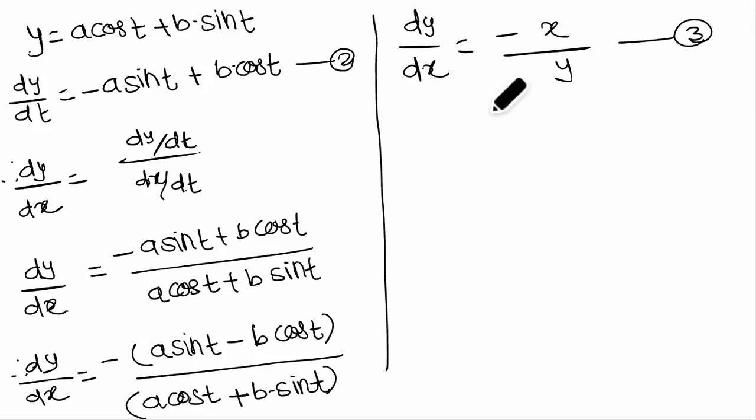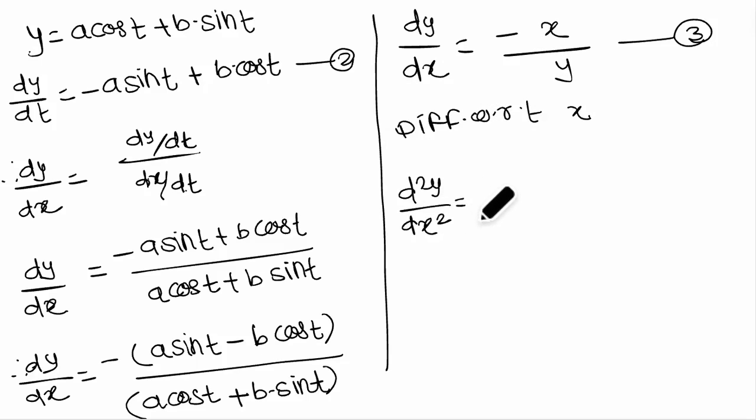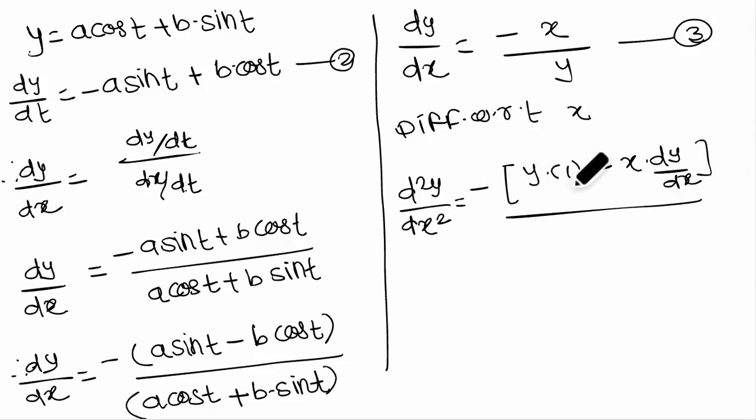So for this we can differentiate with respect to x, right? Which rule do we have to use? The u by v rule. So d2y by dx square equal to minus, as it is in the bracket, y into x derivative which is 1, minus x into y derivative which is dy by dx, bracket close, whole divided by y derivative y square. This is the formula, right?